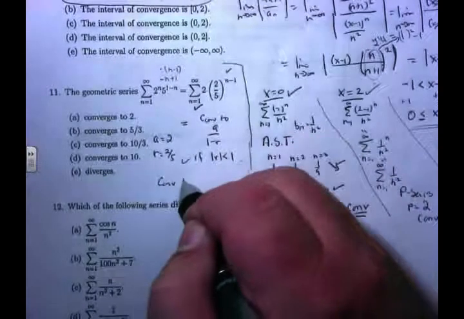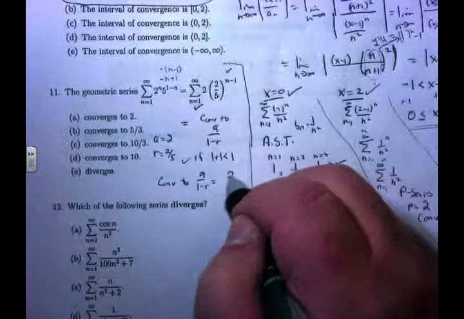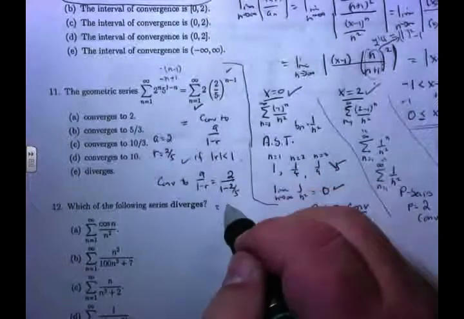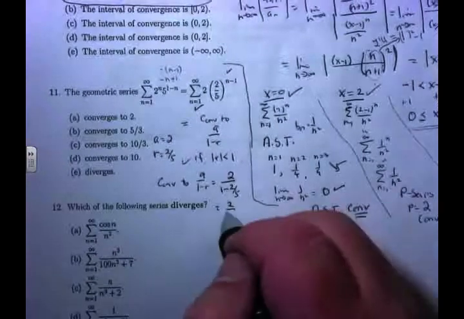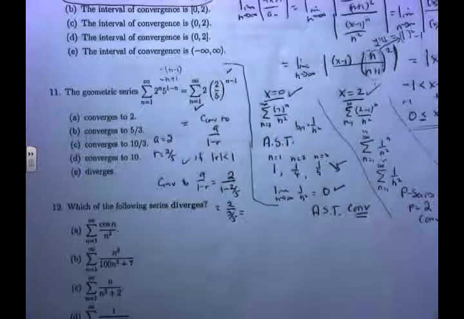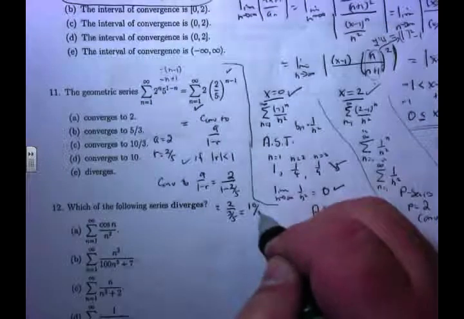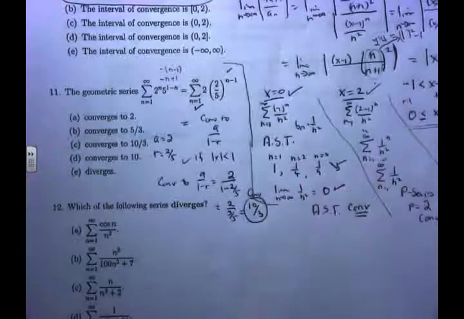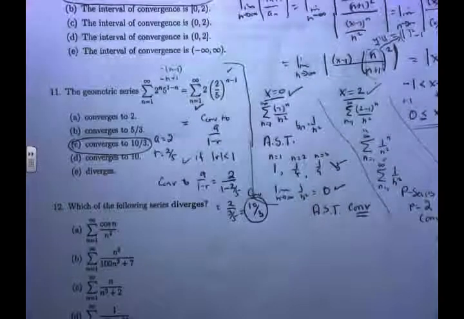So it converges to the function a over 1 minus r, which is 2 over 1 minus 2 fifths, which is equal to what? This is 2 divided by, what is 1 minus 2 fifths? 3 fifths. And 2 divided by 3 fifths is what? Well, flip and multiply your fraction. When you flip the 5's on top, 2 times 5 is 10 thirds. So it converges to 10 thirds, which is answer C. Does that make sense?